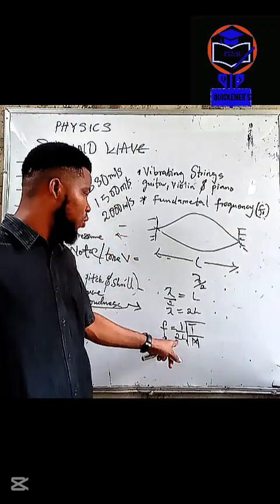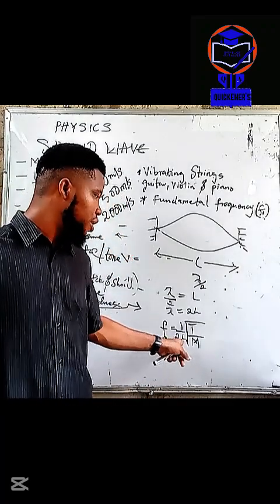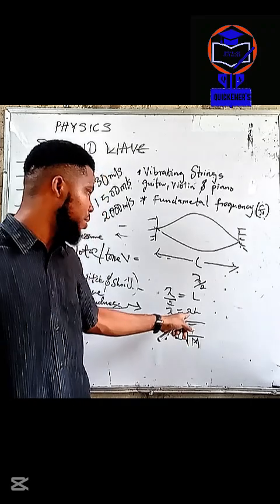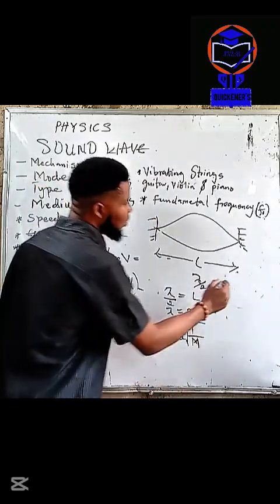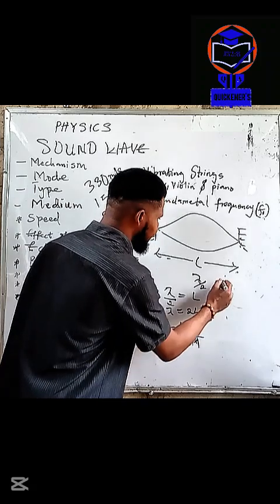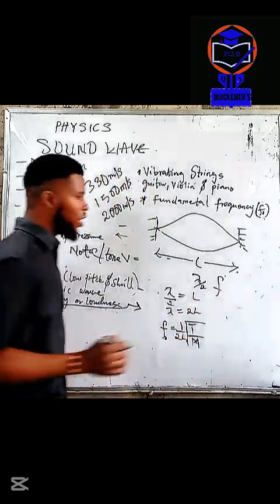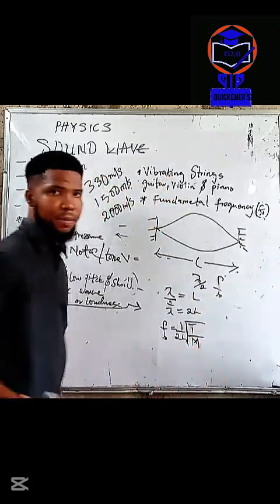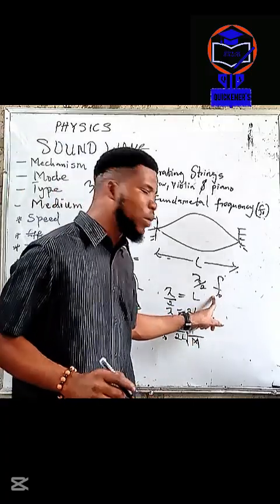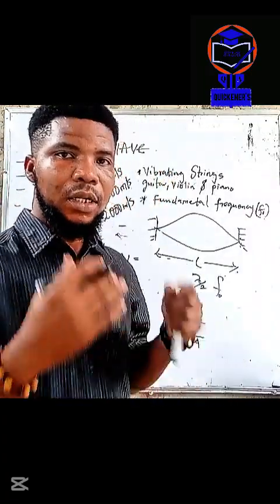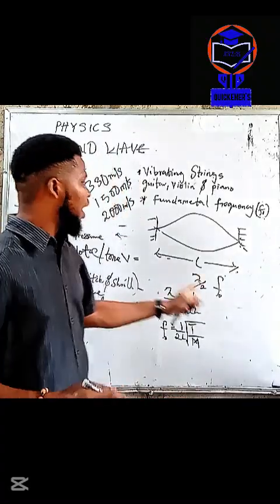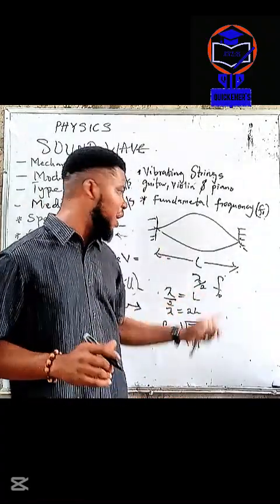Why is it the fundamental frequency? Remember that the wavelength lambda is 2L. You know how we got this, right? So the fundamental frequency is represented with F naught. Please take note. Fundamental frequency is represented with F naught.